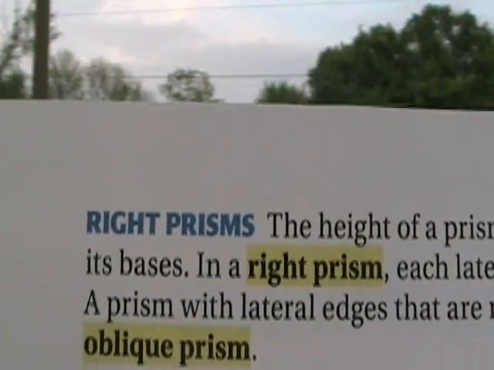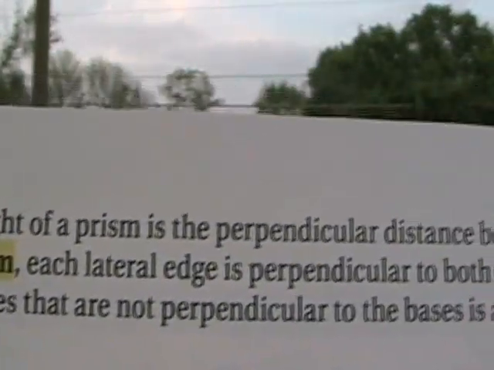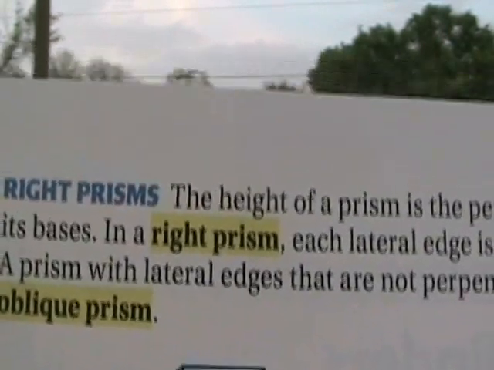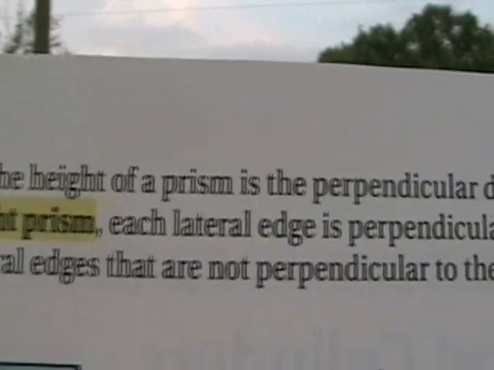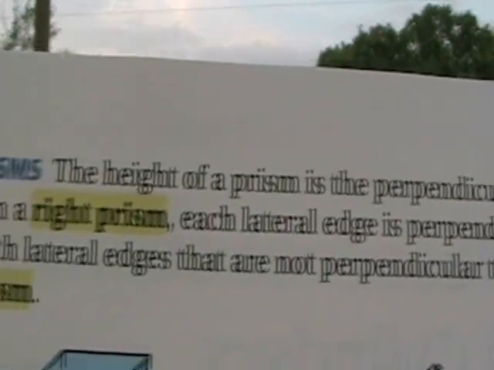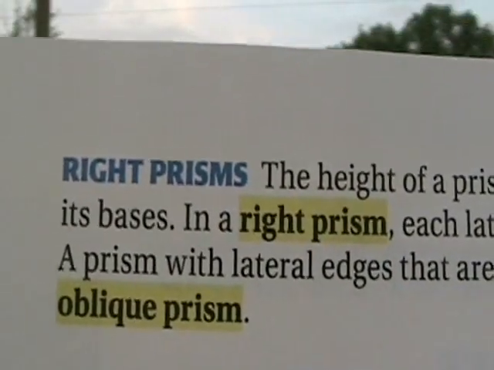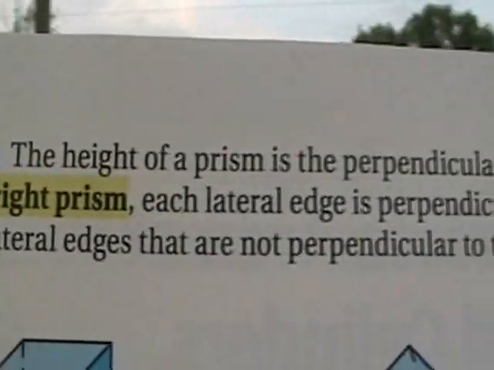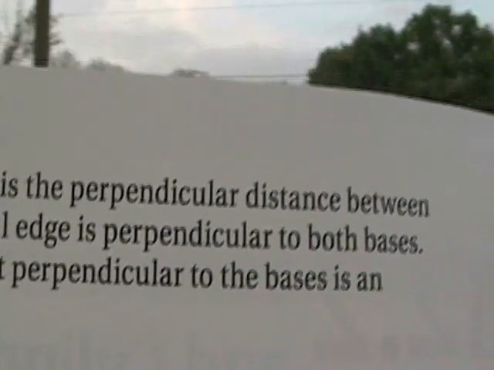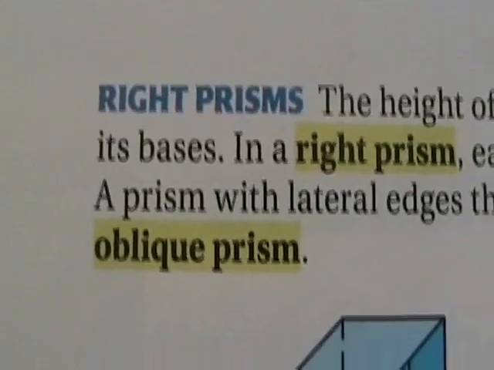Right, prisms. The height of a prism is the perpendicular distance between its bases. In a right prism, each lateral edge is perpendicular to both bases. A prism with lateral edges that are not perpendicular to the base is an oblique prism.